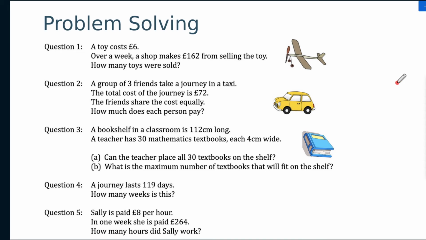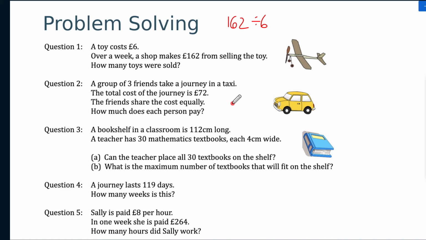A toy costs £6. Over a week, a shop makes £162 from selling the toy. How many toys were sold? Okay, so first question, we do 162 divided by 6. I'm not going to do that for you because you should be able to do it. Also, I'll give you the answers after that.